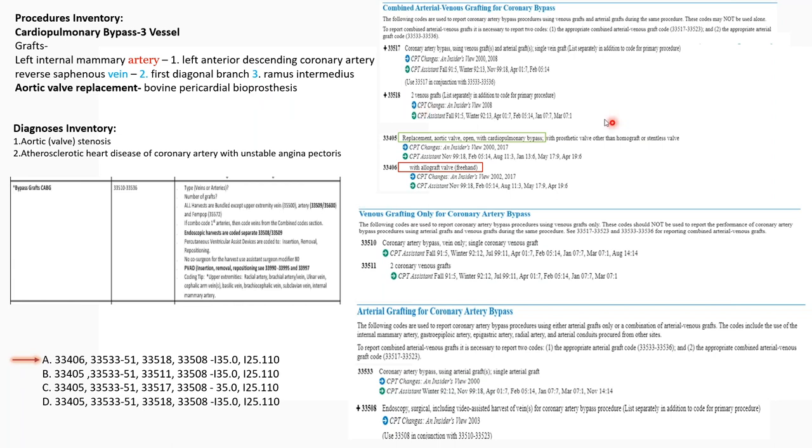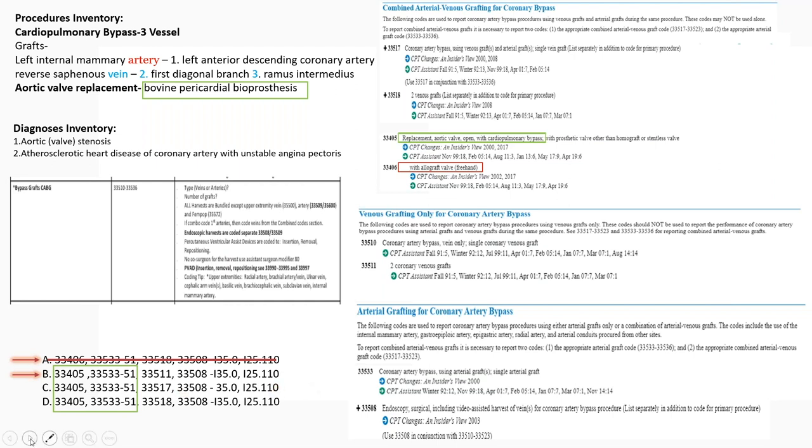So we will be straight away eliminating that one, option A. Here we go. And let's look at option B, 33405, which is replacement of aortic valve open with cardiopulmonary bypass with prosthetic valve other than a homograft or stentless valve. This is our code 33405.